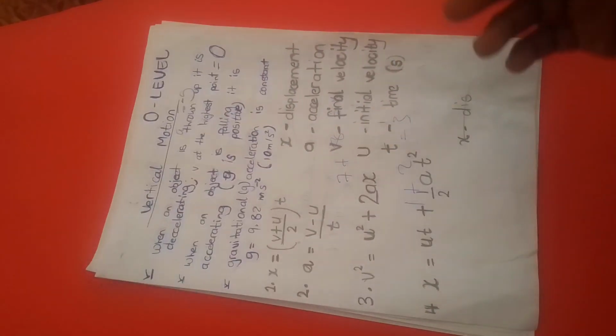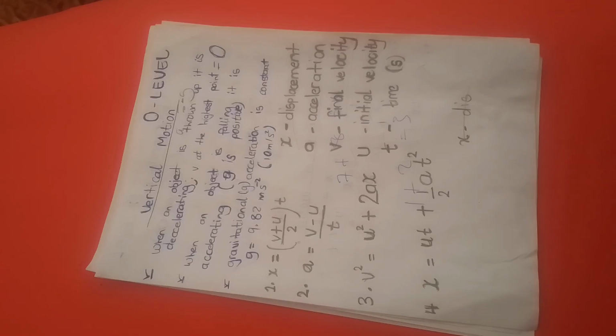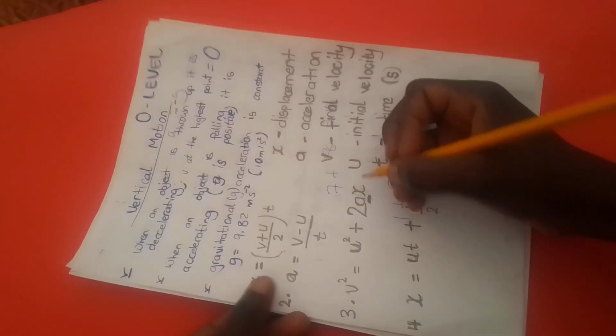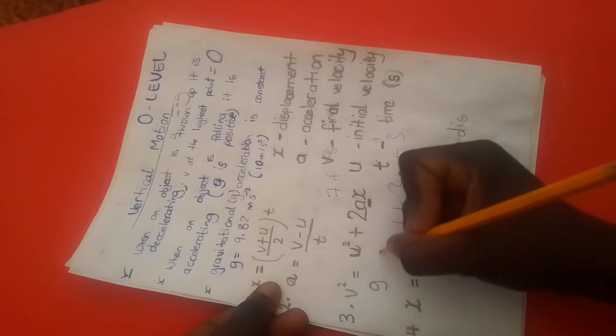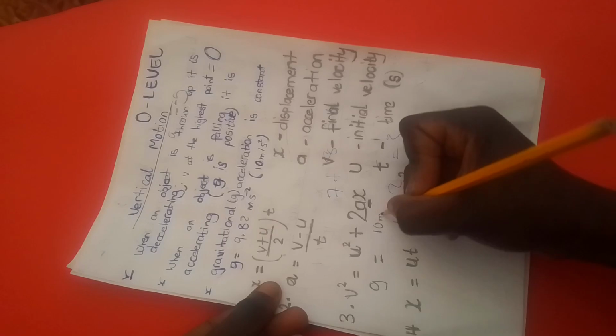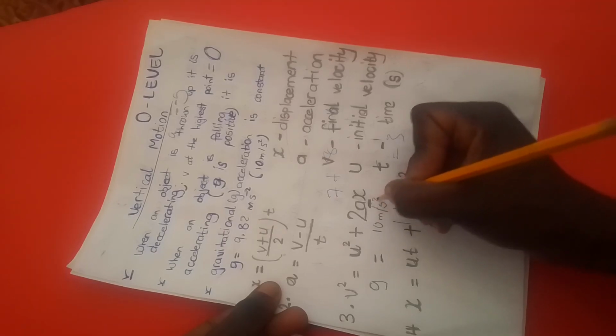So the first equation. These equations can work in horizontal motion, linear motion in a horizontal fashion, but when it's now vertical motion, we are going to be replacing a with g. We are going to replace this acceleration with g. What is g? g is the gravitational acceleration, which is 10 meters per square second.